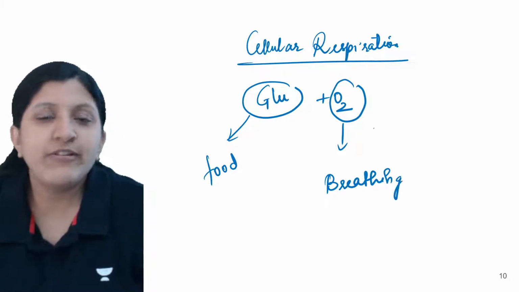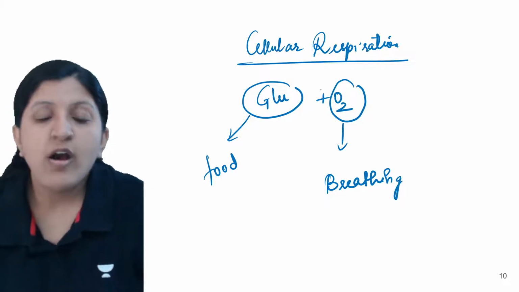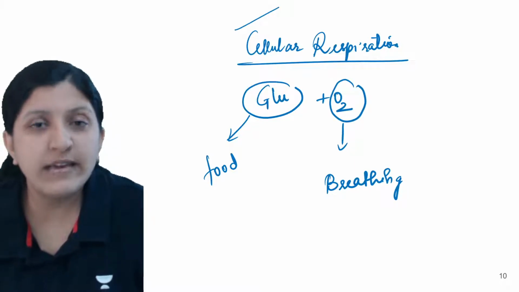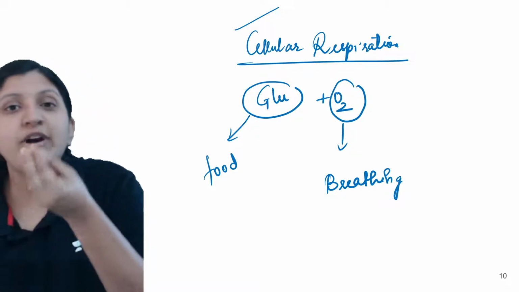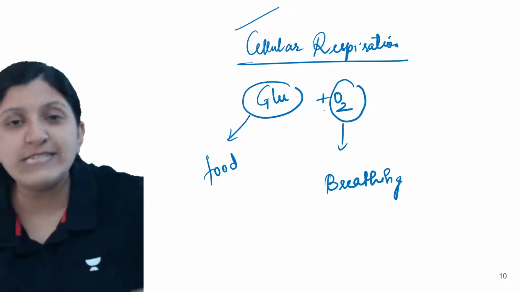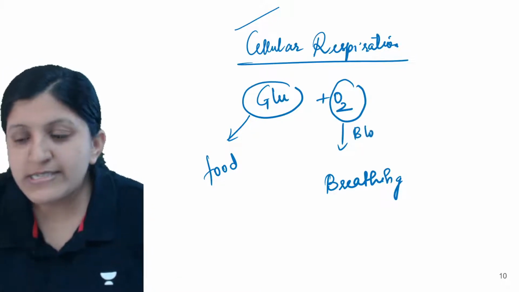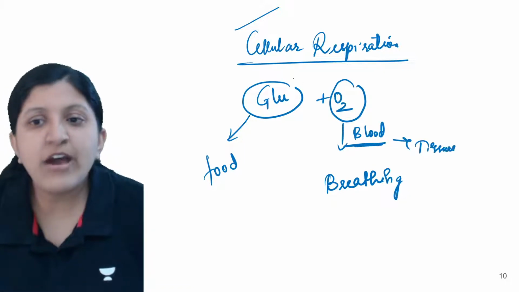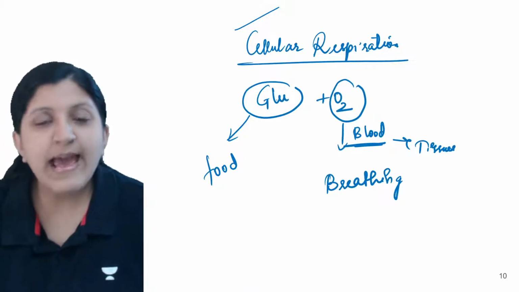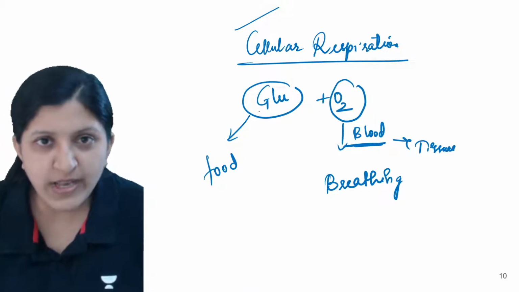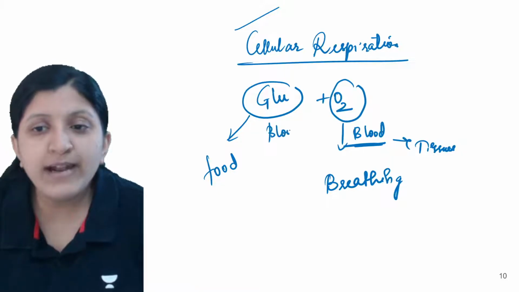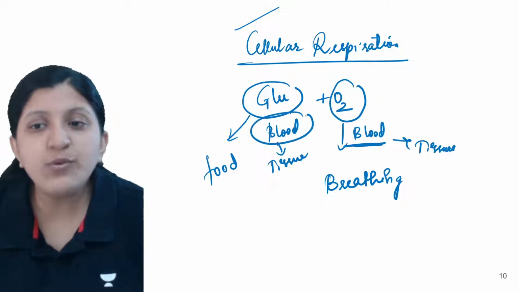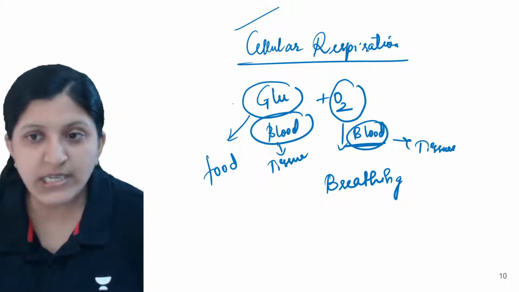Breathing in will give you oxygen, and glucose oxidation is going to occur here in the cell. Whatever you are breathing in, that oxygen is taken through the blood to the tissues. In the same way, you eat food through the mouth, and in the small intestine the glucose is absorbed through the blood and taken to the tissue. So blood is the one circulating the required materials.